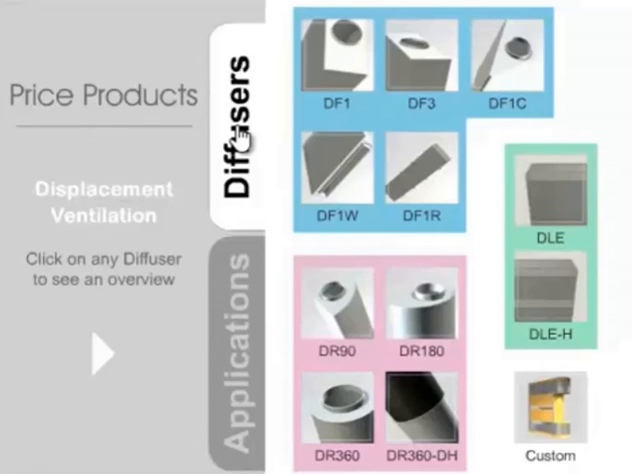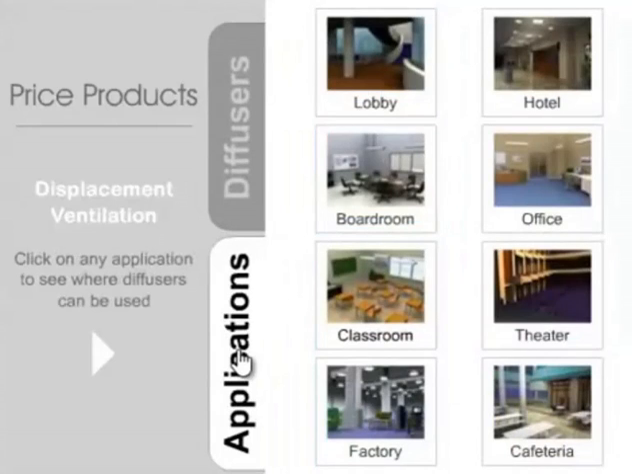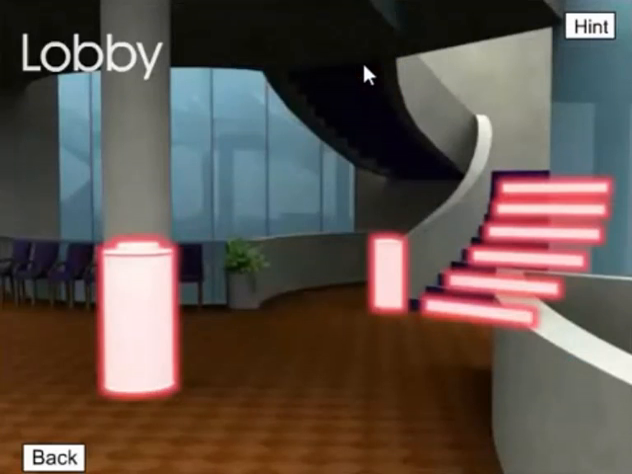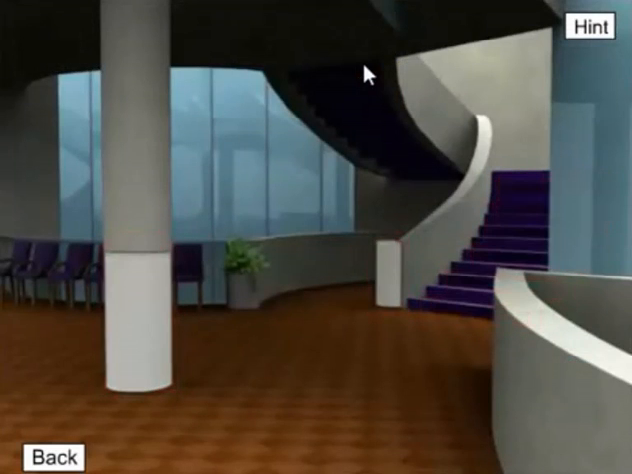In addition to these, Price diffusers are also available in a variety of custom configurations. They can be designed as required, depending on the needs of the customer. Click on any one of the following examples to see displacement ventilation in various applications. See if you can spot all of Price's diffusers. With custom finishes and a wide variety of configurations, displacement diffusers can be integrated into any environment.